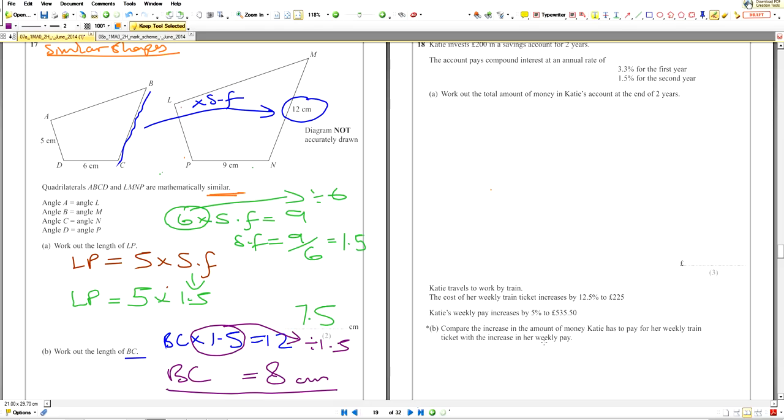You all done with that one? Okay, so I need to move the screen around a little bit. Please make sure you copy that down. You got that down? You're doing the last calculation there. Okay, good stuff. Right, next page, question number 18.